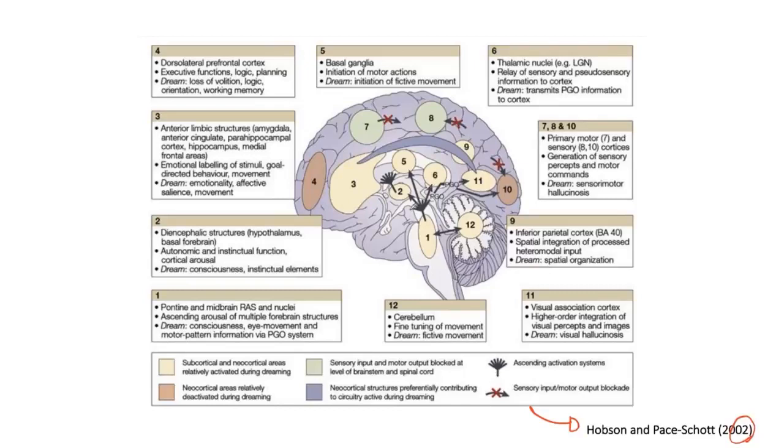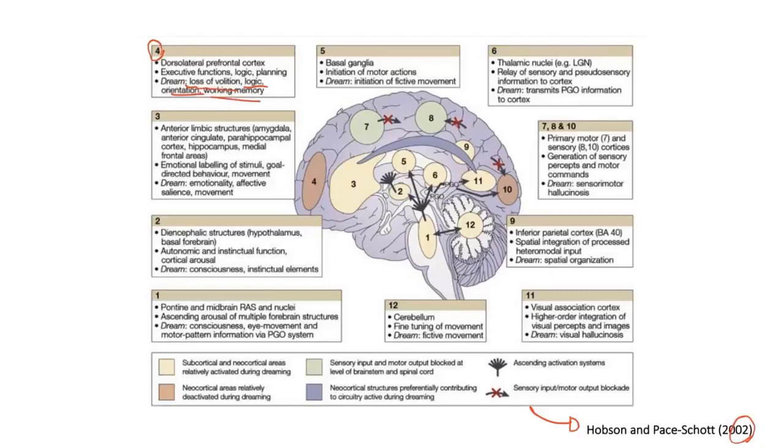But these are the ideas that we have all these subcortical and cortical areas involved in what we call the dreaming process and how they play a role. For example, number 4, DLPFC, plays a role in terms of when we have DLPFC out of line, then we have loss of volition, loss of logic, orientation, and working memory. So these things could be just because of having the dorsolateral prefrontal cortex out of this process.